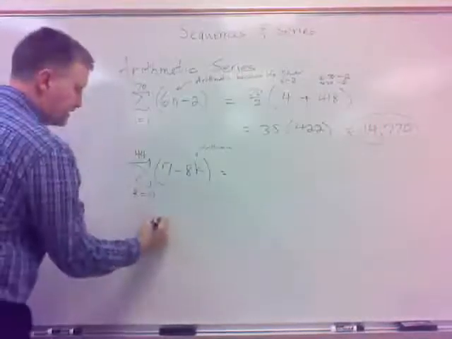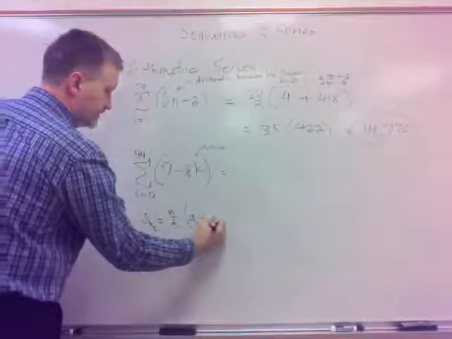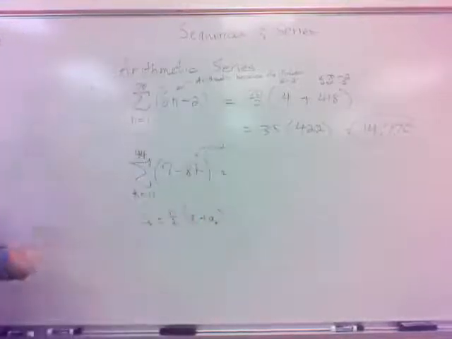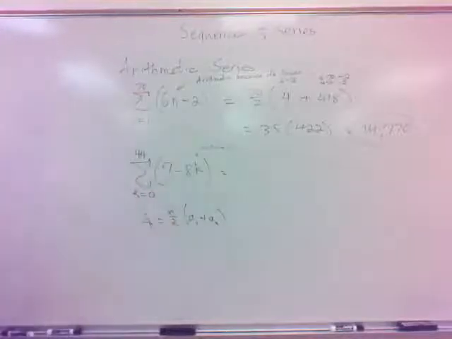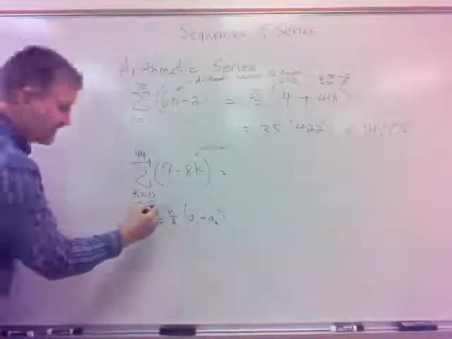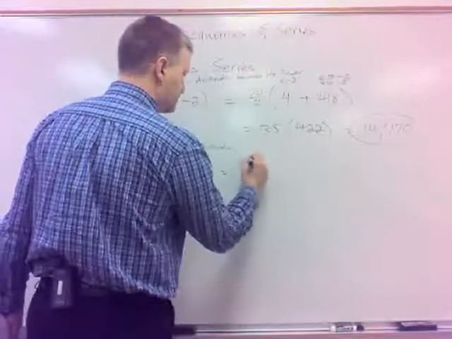S sub n equals n over 2 times a sub 1 plus a sub n, which is a little misleading in this case, but we'll get to that in just a second. All right. Well, first of all, what is my n? 45. Why 45, not 44? Well, you got to know what you're starting at, right? I'm starting at k equals 0. 1 to 44 would be 44 terms, but I've got an extra term because I'm starting at k equals 0. So there are 45 terms.